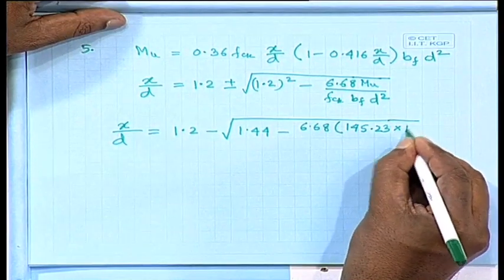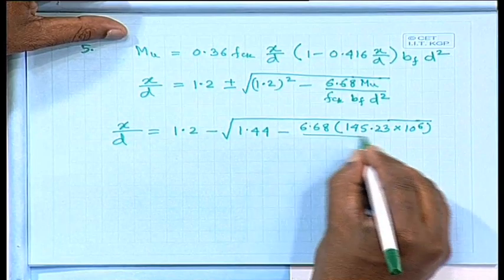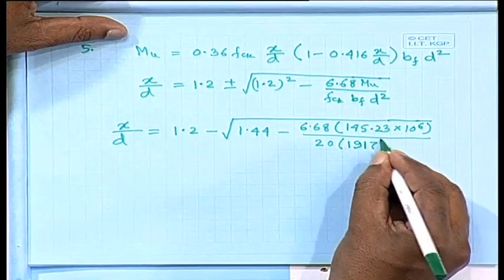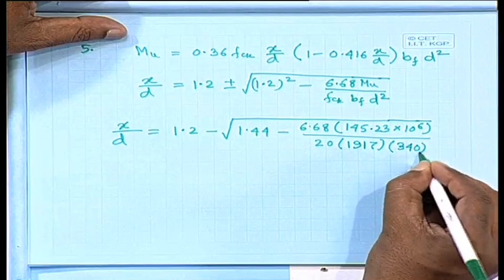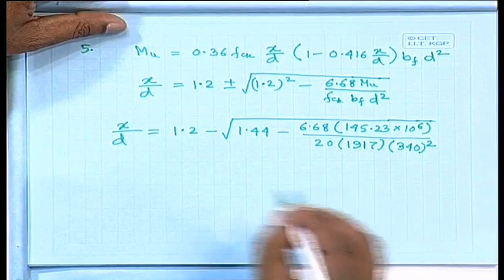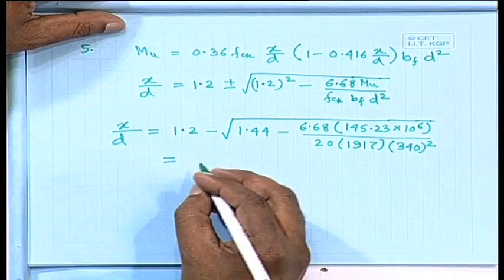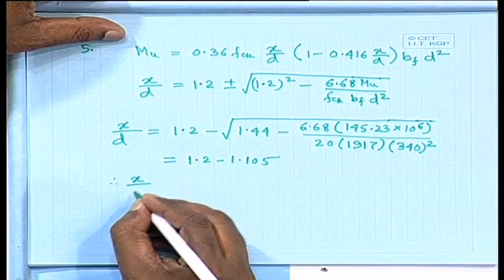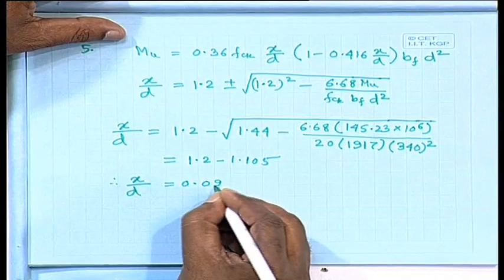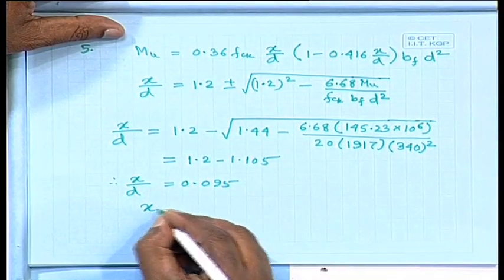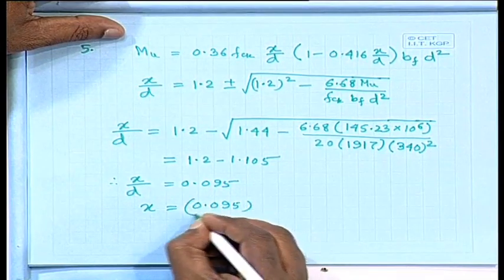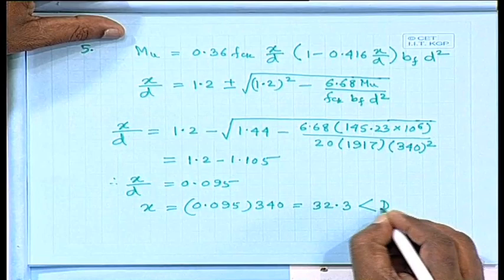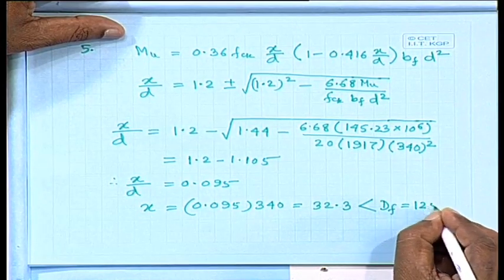Let us write down the full thing: 145.23 into 10 to the power 6, we are making everything in Newton millimeter, divided by 20 times the width of the flange 1917 millimeter times the effective depth computed, that is 340, which comes as x by d equal to 0.095, and x equals 0.095 times 340 equals 32.3, less than Df, depth of the flange or slab, which equals 125 millimeter.